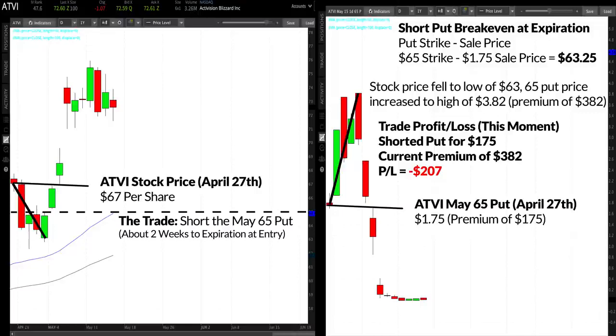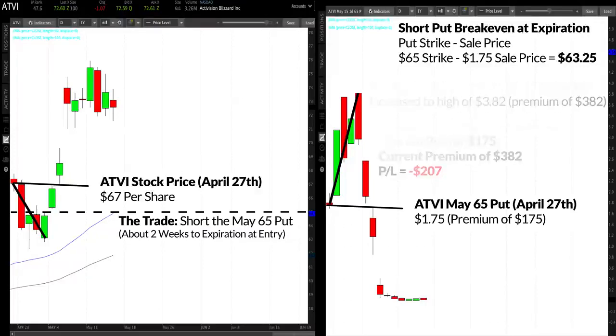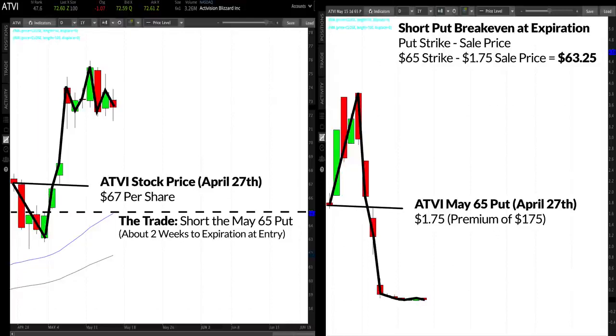So at the moment where this May 65 put option in Activision was worth $382, since I initially shorted it for $175, I have a loss of $207 per contract at this moment in time. But fortunately, Activision shares turned around and they increased pretty significantly and in a short period of time. And as we can see, the price of the 65 put option that I shorted collapsed.